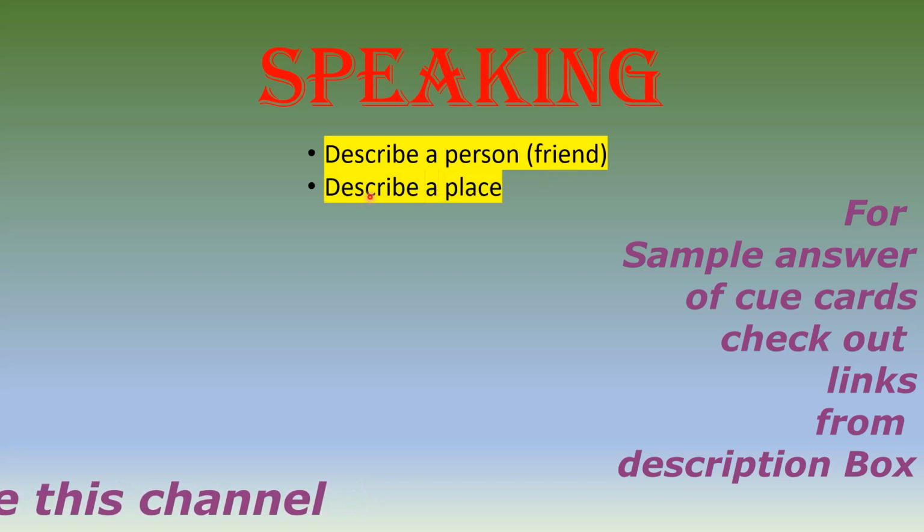Next one is describe a place. Here the examiner may give you a cue card related to a quiet place, or describe a place where you see a lot of plastic, or describe a place where you see a lot of garbage. So you need to describe a place there. If you prepare any place, then you can mold your answer according to your cue card.